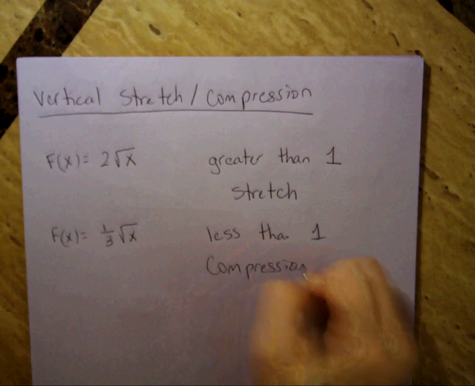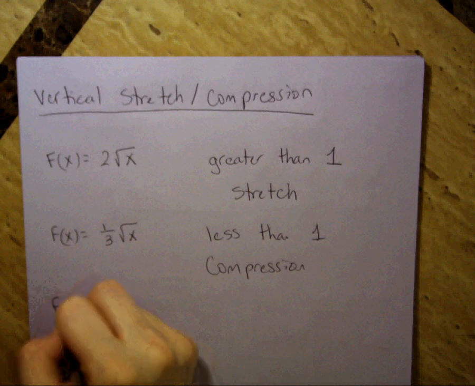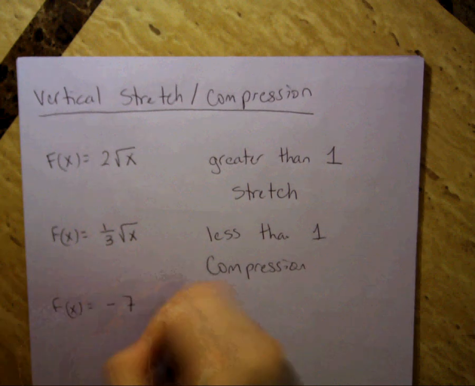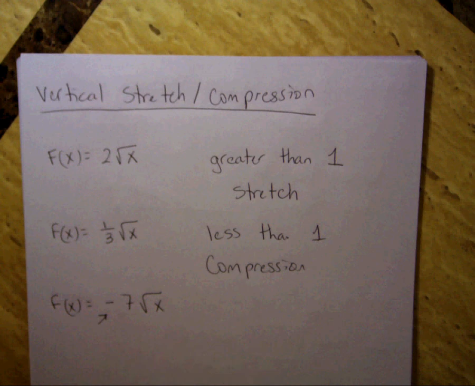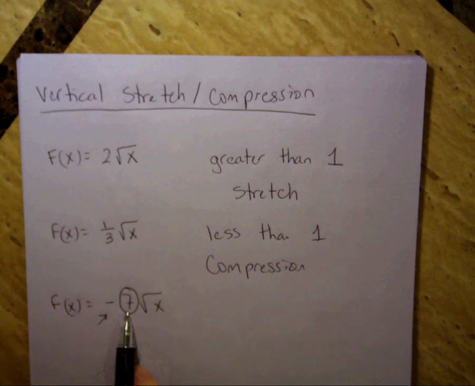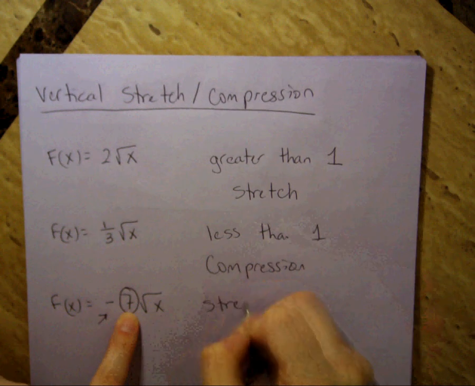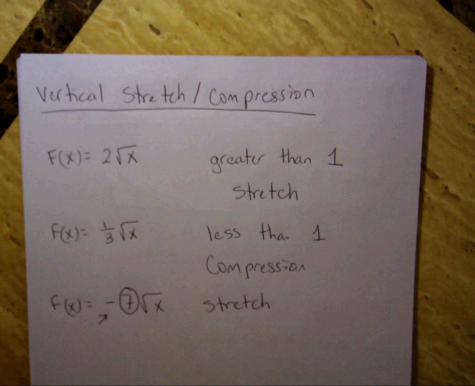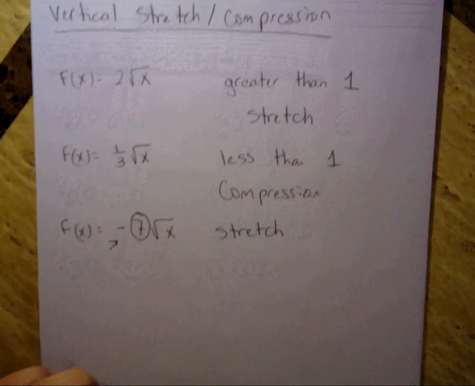And if it's negative, we're still just looking at the number. So f of x equals negative 7 square roots of x. As far as a vertical stretch or compression goes, the negative doesn't have an effect on it. We're still just looking at the number itself. And so the 7 is greater than 1, and so we're going to have, again, a stretch. All right? All right, so last one, real quick, let's talk about what does that negative actually mean.